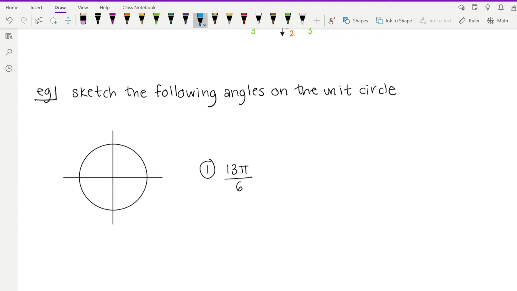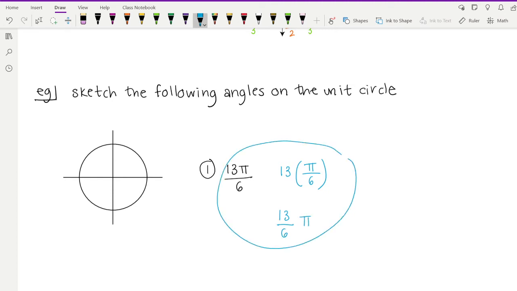Well, 13 pi over 6, one of the ways that we've thought about an angle like this is 13 times pi over 6. And so that's one way you can think about it, and that we'll see could be a helpful way to think about it. But another thing you could think of is this is really the same as 13 over 6 times pi. These three things are just three different ways of writing the exact same fraction. But the reason that I think this might be a helpful way to think about it is because now you can focus on 13 over 6. So 13 over 6, that is bigger than 2. Right? 12 over 6 would be 2, and so 13 over 6 must be bigger than 2.